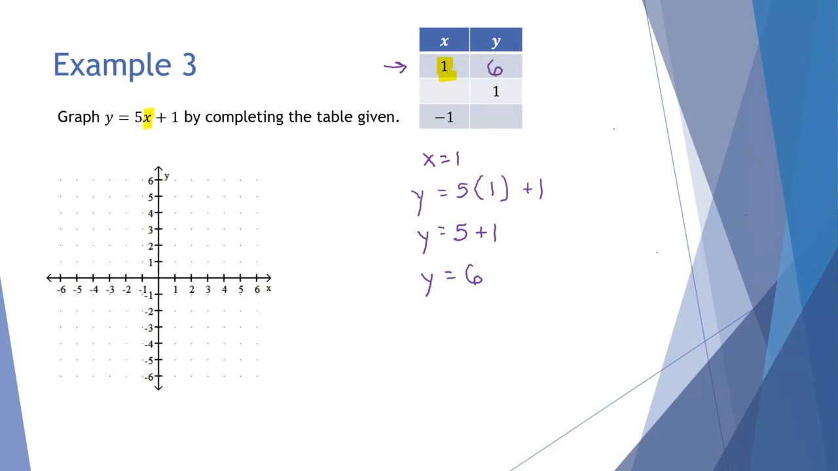So then I'm going to start at the middle. I go to 1 on the x, and then I go up to 6 on the y.